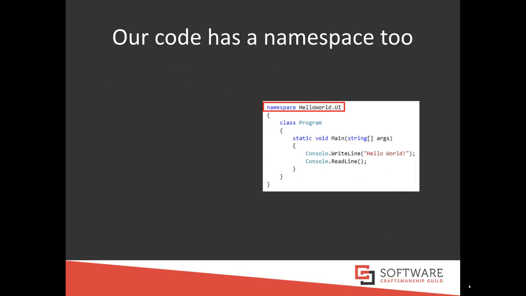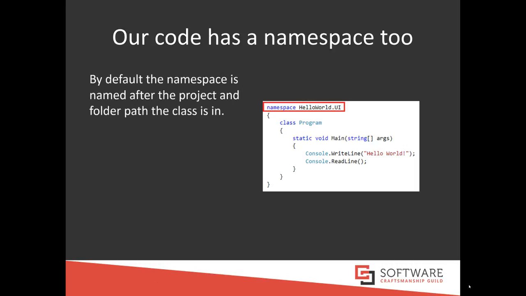Now that we've discussed namespaces and the using statement, we can move down in our code, and the next thing you're going to notice is that our code has a namespace as well. Our namespace is HelloWorld.UI, and this is pretty typical for .NET projects. Whenever we add classes, the default namespace is going to be named after the project and then the folder path that the class is in.